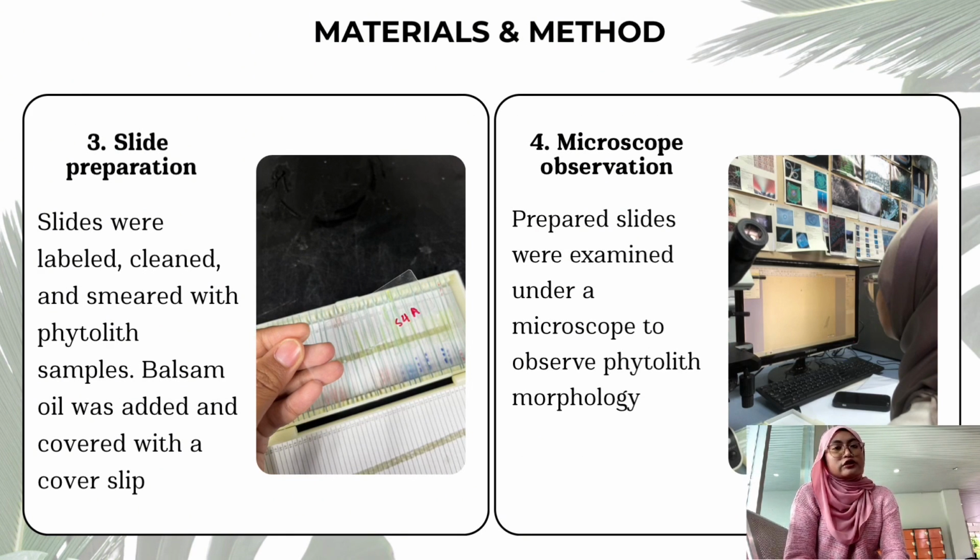When the final residue of phytolith is fully dry, it is ready to be observed, so we must prepare a slide. The slides were labeled, cleaned, and smeared with a little bit of phytolith sample, and we top it with a balsam oil, and then we cover the slide with a cover slip. Next, we take the slide for microscope observation, and we examine it under a microscope in order for us to observe the phytolith shape and morphology.